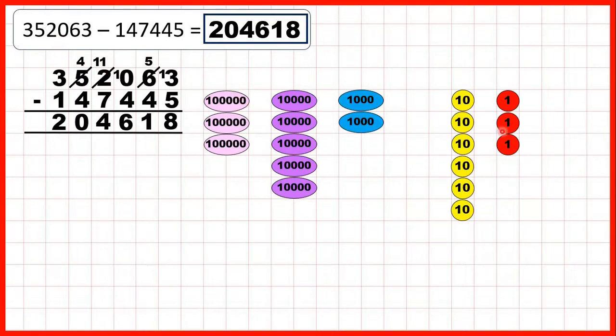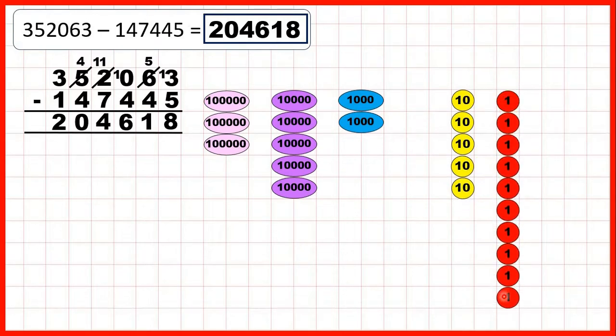Now we have 352,063, which we've shown with place value counters here. First, we needed to subtract 5 ones. We can take away 1, 2, 3, then exchange, then take away 4, 5 to give us 8 ones in our answer.